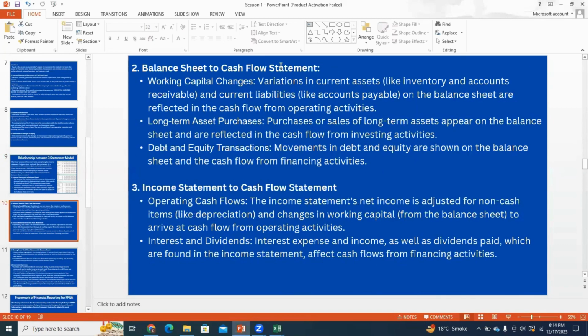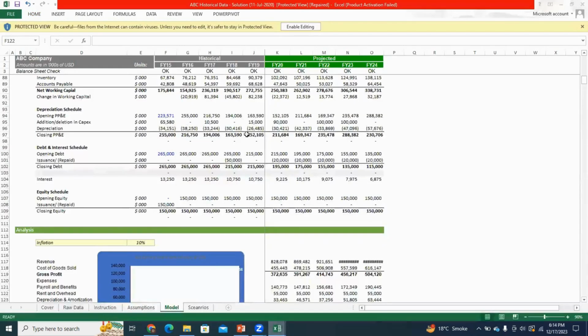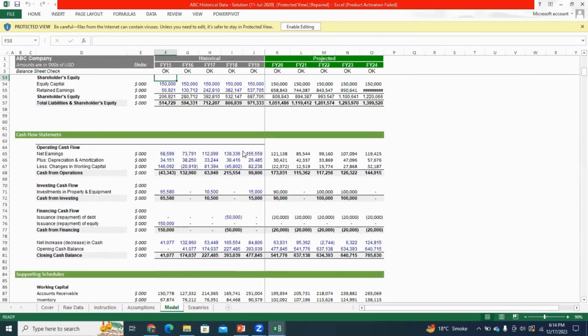Next thing, we have the balance sheet to the cash flow statement. So yes, our working capital changes. It says variation in the current assets like inventory, account receivables, and the current liabilities like account payables on the balance sheet are reflected in the cash flow from the operating. I have shown you earlier. Now I again show you. So yes, we have the balance sheet, we have the cash flow statement, our net earnings come from income statement, depreciation amortization comes from the balance sheet, working capital changes come from the balance sheet.